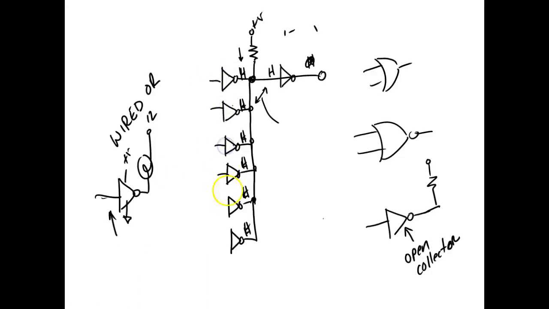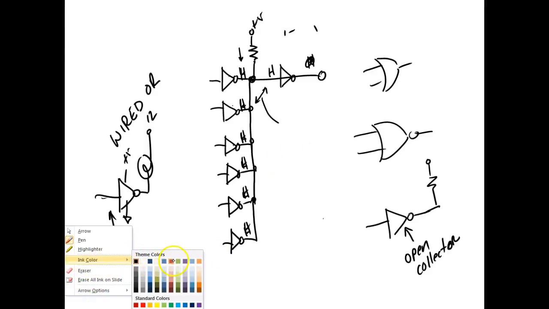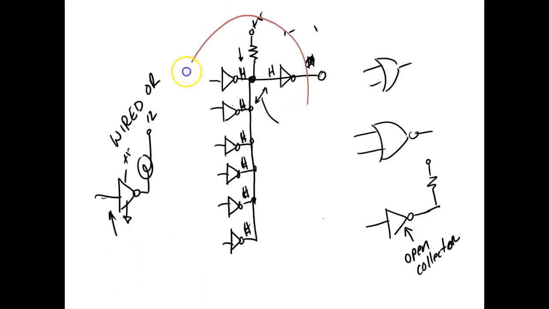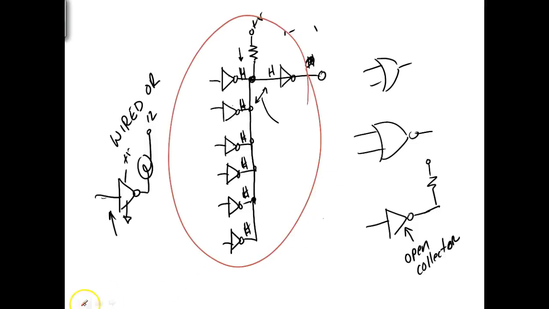Some people call it wired OR if you use this whole circuit right here. Some people call this a wired AND. So a wired AND would be this circuit right here, where I've got these inputs by themselves, and then I'm going to connect them together and get an output.